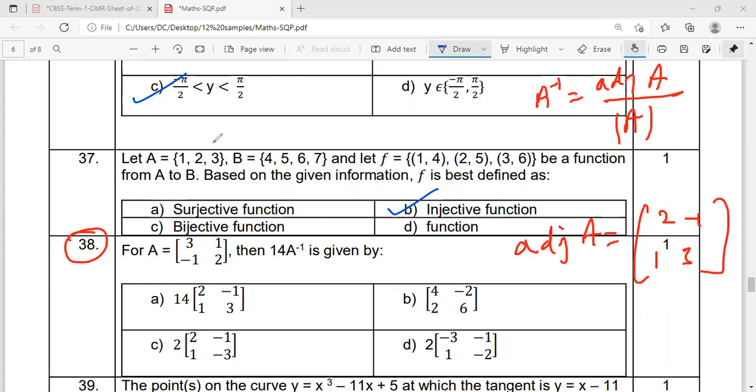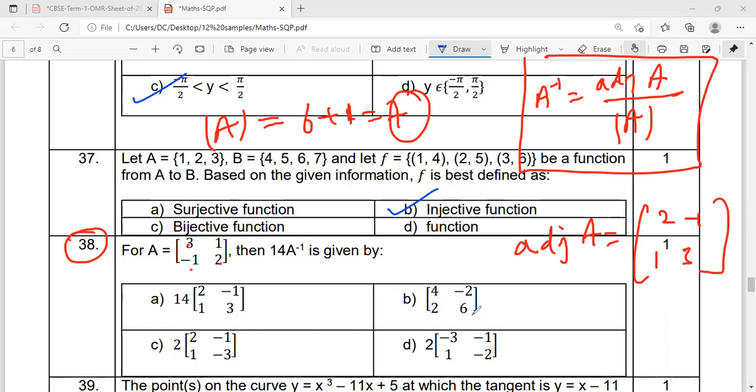Also, you need to find determinant of A, which is 6 minus (minus 1), that is 6 plus 1, which is 7. So determinant of A is 7. Now, if you use this formula to find A inverse, you get 14A inverse. You want to know 14A inverse, so 14A inverse will be 14 into 1 by 7, and this matrix is 2, minus 1, 1, 3.